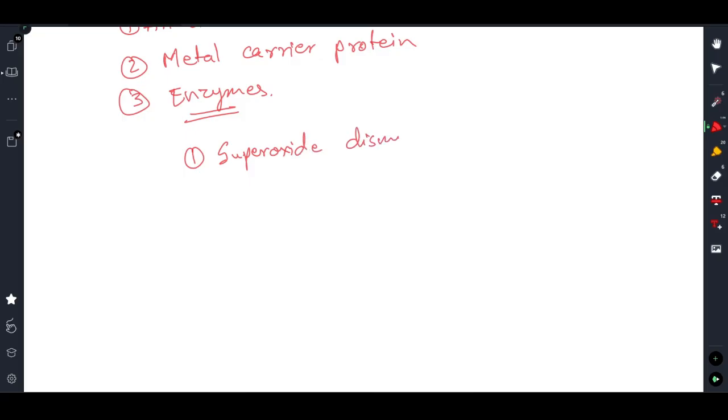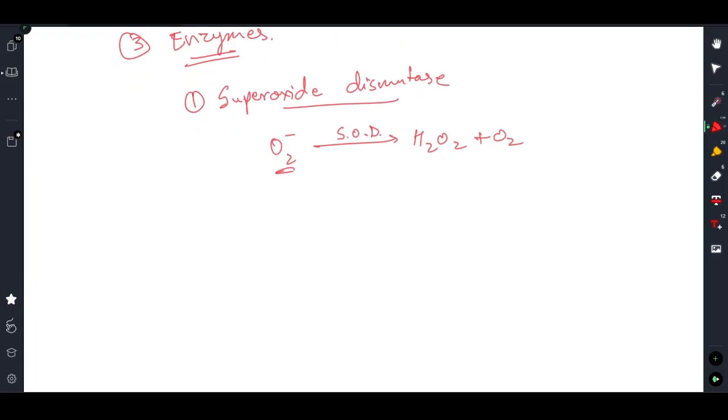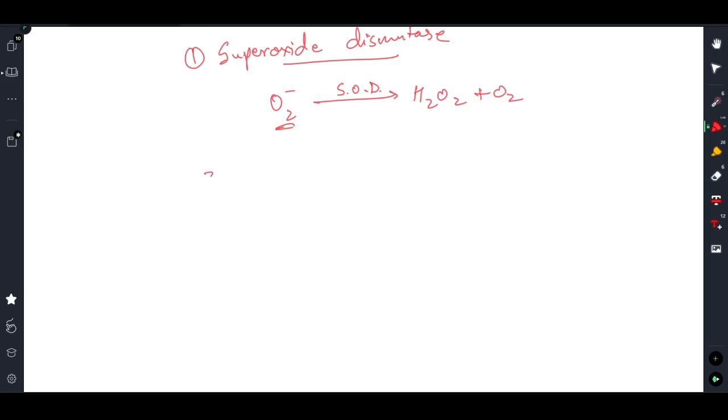Superoxide dismutase, right? The function of this enzyme is to keep the levels of superoxide in check, right? So what it will do is react with the superoxide ion. Basically, it will catalyze the process wherein the superoxide ion will be converted into peroxide and a molecule of oxygen will be released, right? This reaction is catalyzed by superoxide dismutase and it helps in keeping a check on the levels of superoxide, right? Now you have another thing, that is H2O2.